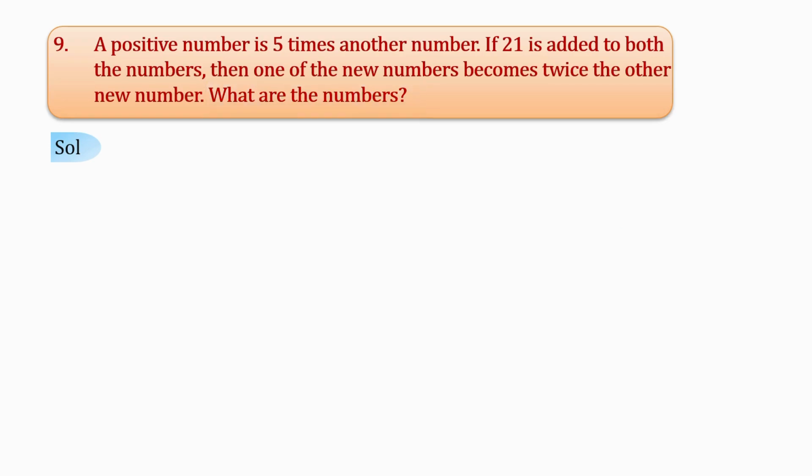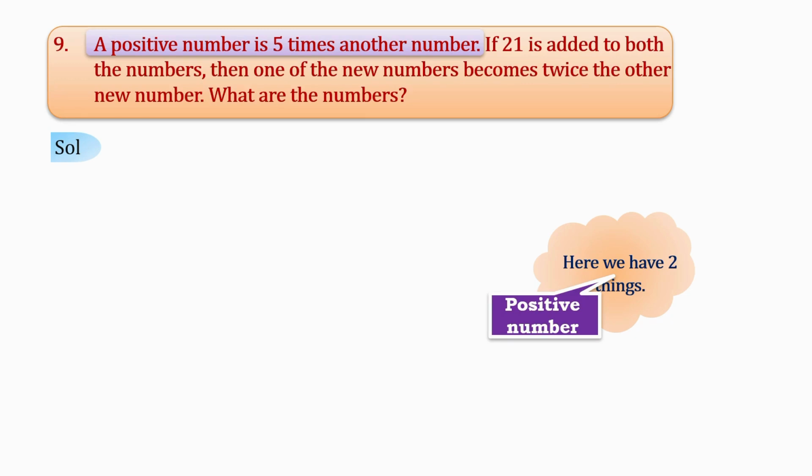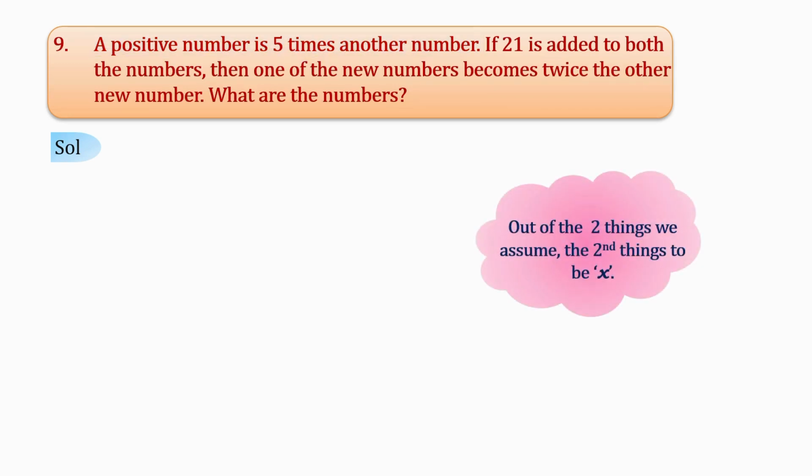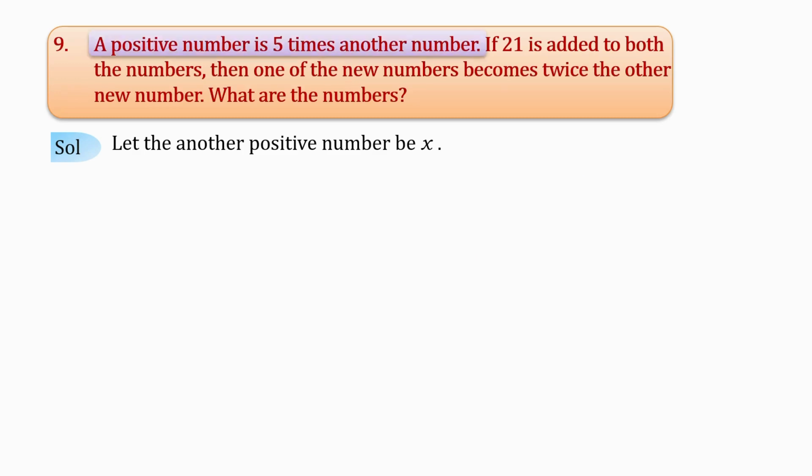So we need to find the numbers over here and find out the clues given. The positive number is 5 times another number. So here we have two things: one is the positive number, and another is the other number. Out of the two, we assume the second one to be x. So the given positive number will be 5x, 5 times the other number.